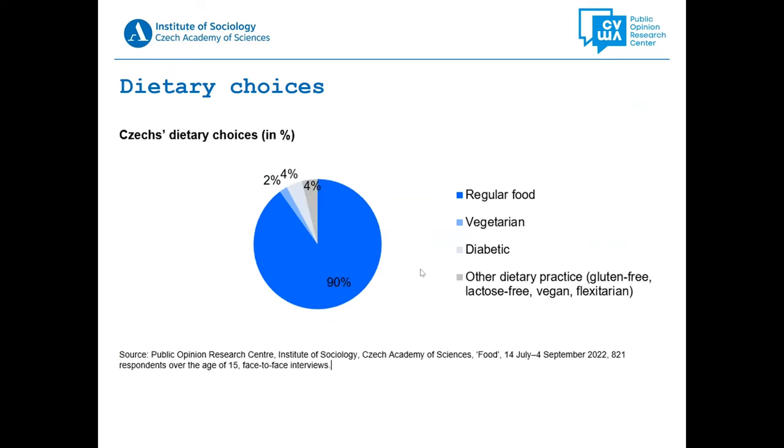In the Czech Republic, although the demand for plant-based alternatives of meat and dairy products is growing, the number of people who are on plant-based diet or reduce the consumption of meat and dairy products is very low. According to our latest survey, 90% of respondents said that they eat all without restriction. They are on regular food, and only 2% said that they are vegetarian.